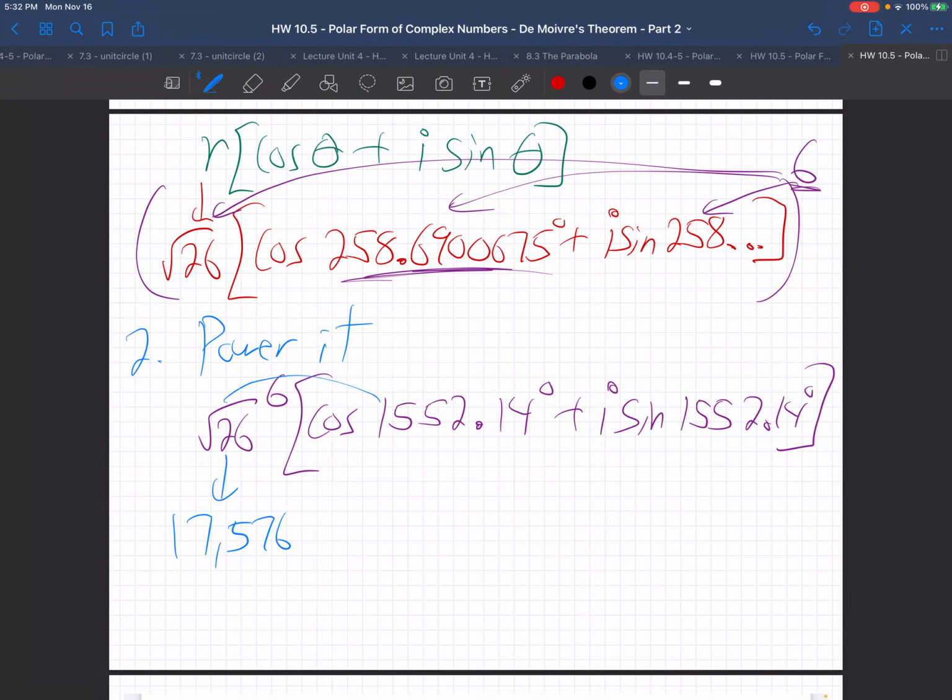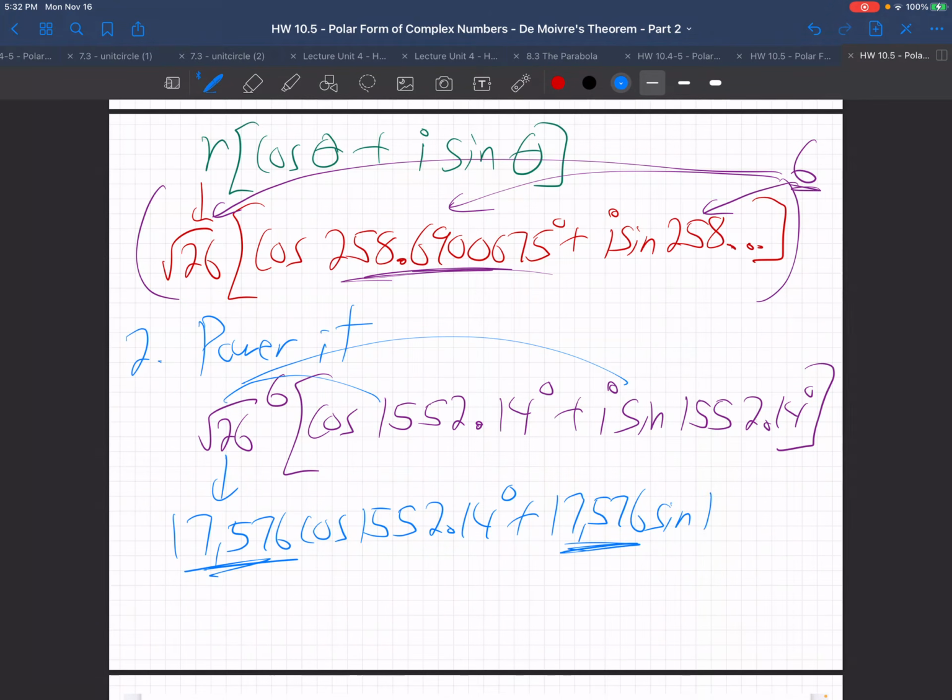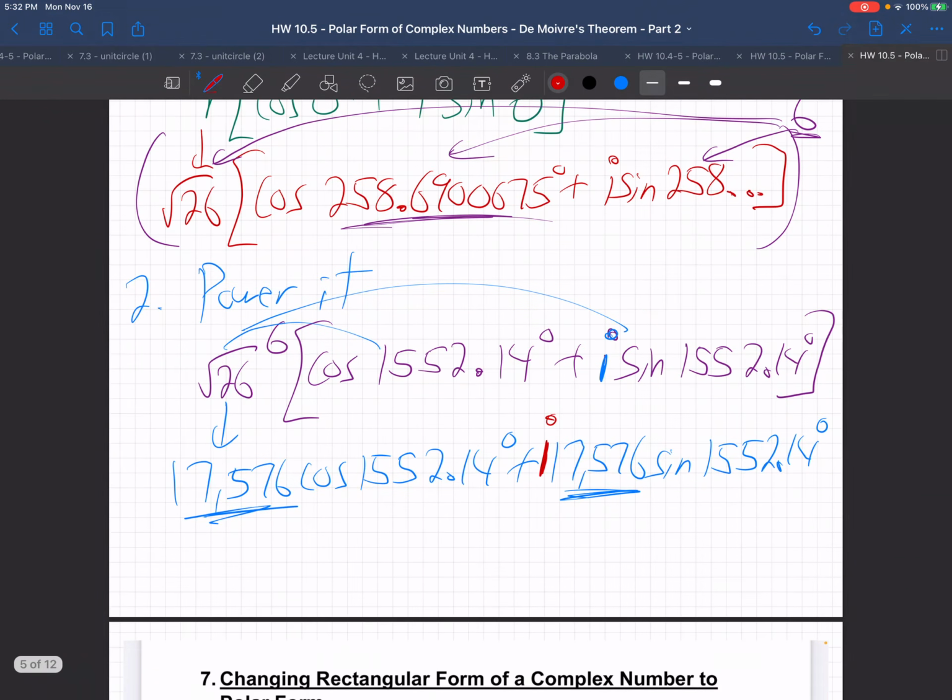You'll get 17,576. Distribute that, bonk, bonk, times the cosine of 1552.14 degrees plus that same number, 17,576, times the sine of 1552.14 degrees. Oh, I forgot the i. Here's the i right there. So let me bring down the i. Like that. All right. Times the cosine of 1552.14 degrees. It's fine to have this big angle. We don't need to change it to anything.